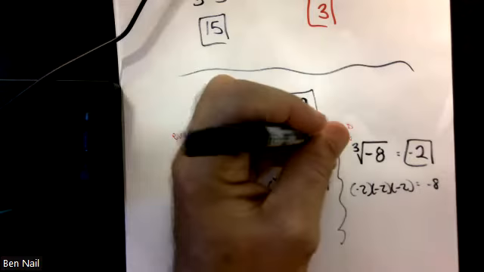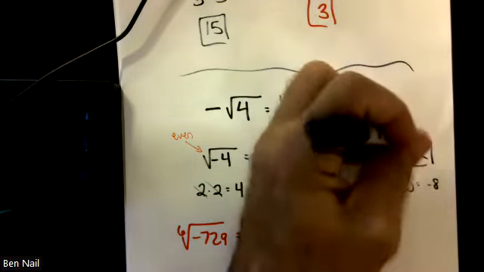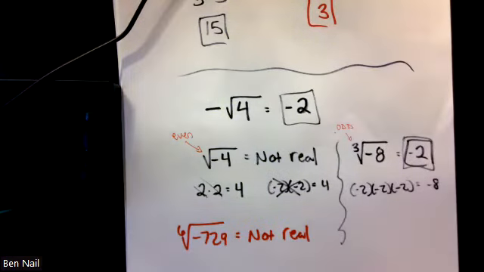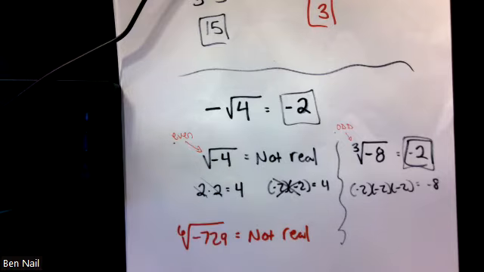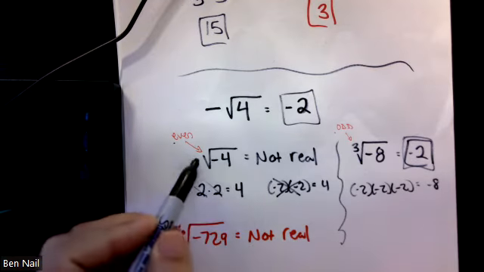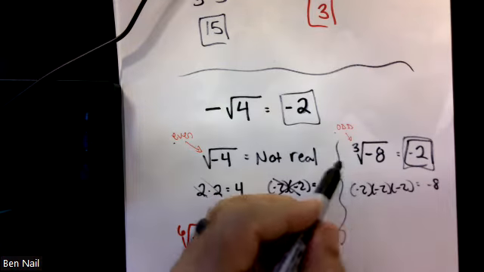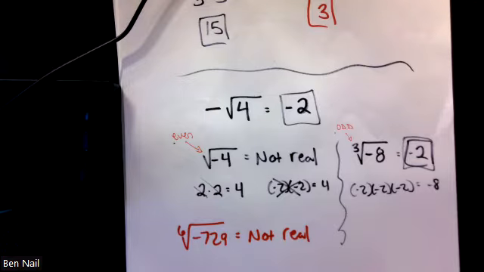So anyway, odd indexes yield a perfectly fine real solution. Even indexes give you a not real solution. So they do throw a couple of those in there. And same thing, if they put a negative in front, that implies just a negative of whatever.